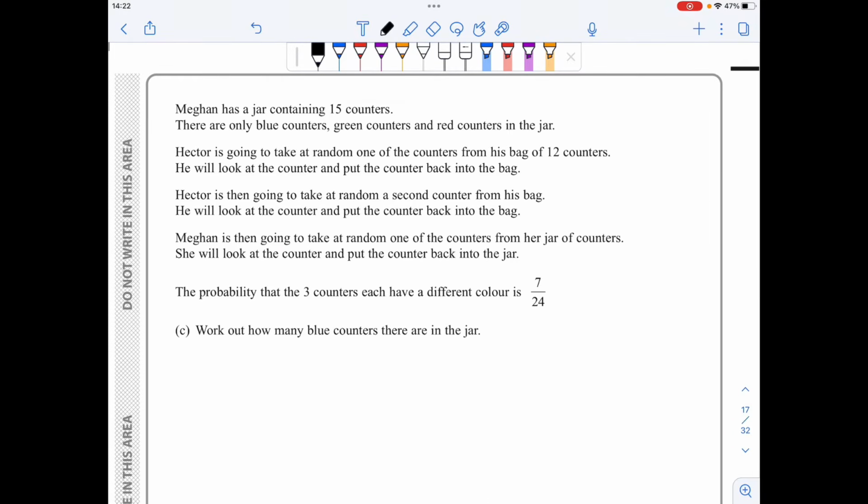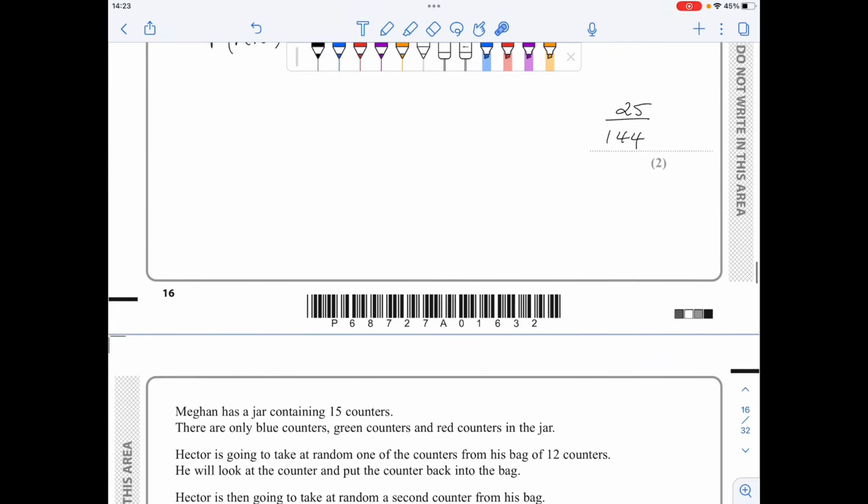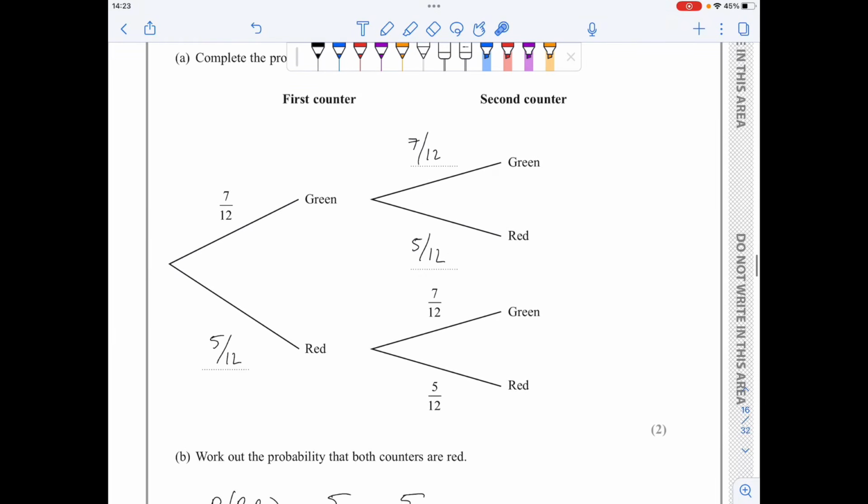For part B, you'll need to consider another set of branches at the end of each outcome of the second counter for Hector, and this will look like this, where B, G, and R are the number of blue, green, and red counters in Megan's jar. Now I'm being asked to find B, and to do so, consider having these three branches at the end of each of those outcomes.